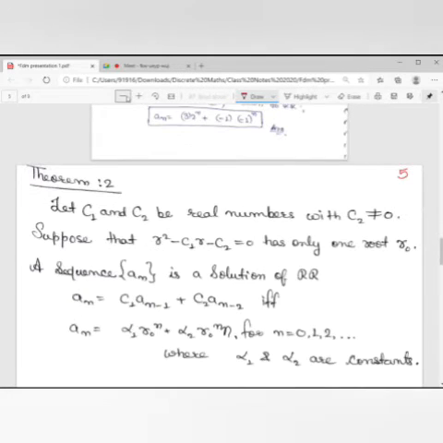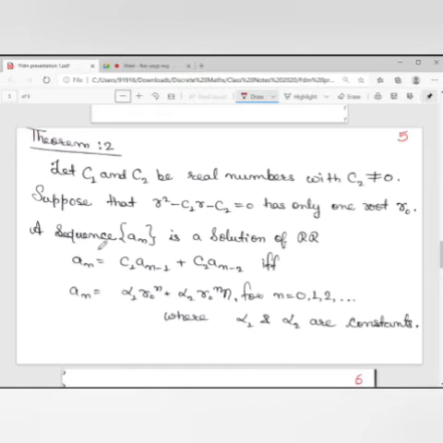If anyone has any problem in theorem number 1, please ask. Should I continue? Yes. Theorem number 2, I am going to read the statement.